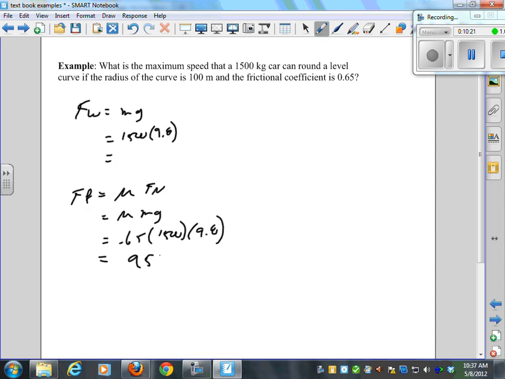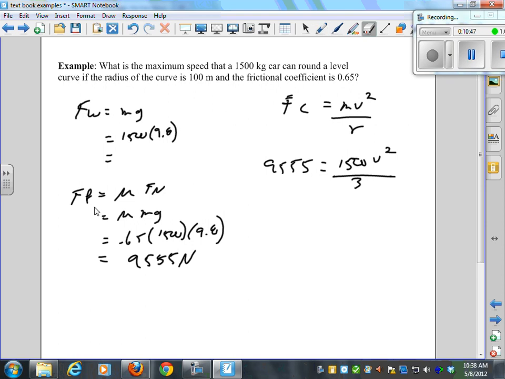So it's 9,555 newtons. Now that 9,555 newtons of friction is what supplies the centripetal force, right? So Fc equals mv squared over r. So this value goes up here. The mass is 1,500, V squared, my radius was 100. Yeah, there's certainly lots of different ways. How many people got 25.2? Yeah. Awesome.